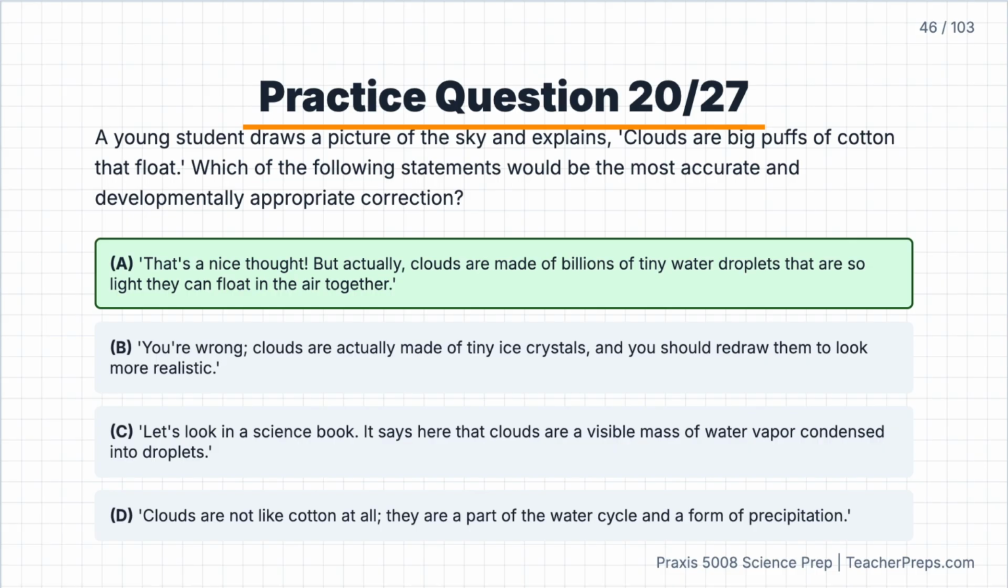Here we go. That's a nice thought. Love the positivity starting with that. But actually, clouds are made of billions of tiny water droplets that are so light they can float in the air together. That is a really nice and simple and accurate explanation. That would be an appropriate response for an elementary student's understanding.